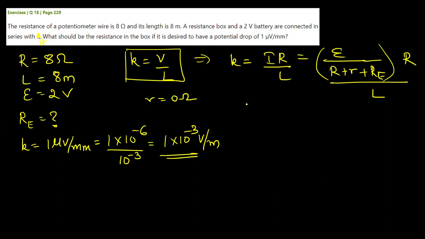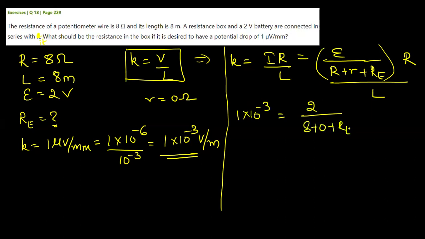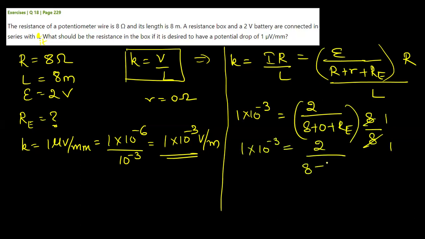K value is given to us. K value on the LHS is given as 1 into 10 raised to minus 3, equal to epsilon value, which is 2 upon 8 plus 0 plus Re, into 8 upon 8. L value is also 8, so this will get cancelled. So 1 into 10 raised to minus 3 equals 2 upon 8 plus Re.